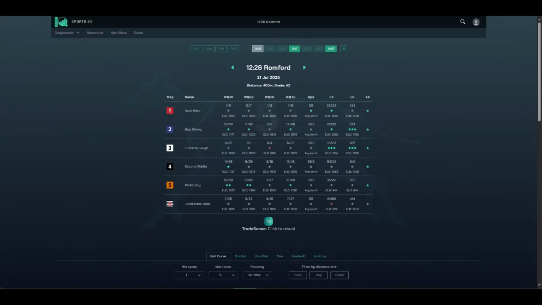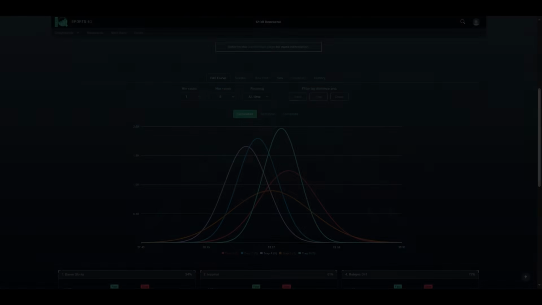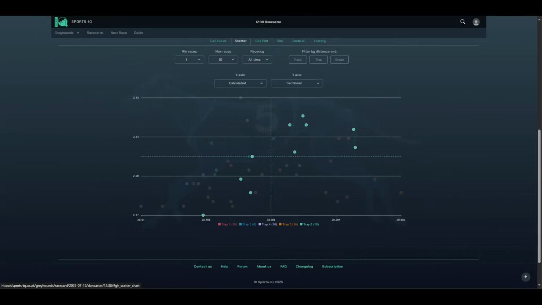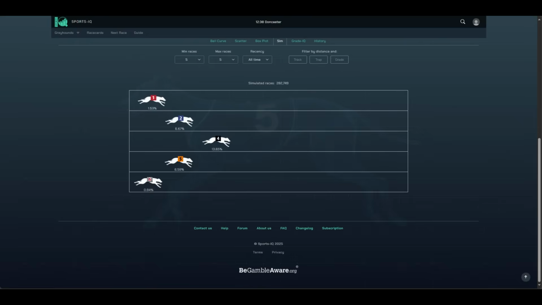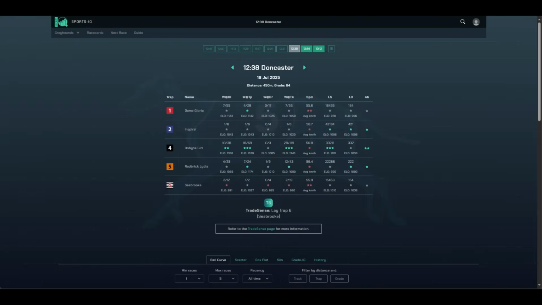In this video, I'm going to show you how I used every tool inside Sports IQ to break down Greyhound races with precision and confidence. We're not just glancing at the form card, we're running full profiles with Grade IQ to measure dogs against historical grade benchmarks. We're using box plots to compare speed and consistency. We'll use bell curves to spot trends and timings, scattergraphs to understand race shape and running styles, and we're going to use a dog simulation to visualize realistic outcomes. And finally, TradeSense to identify high confidence lay opportunities.